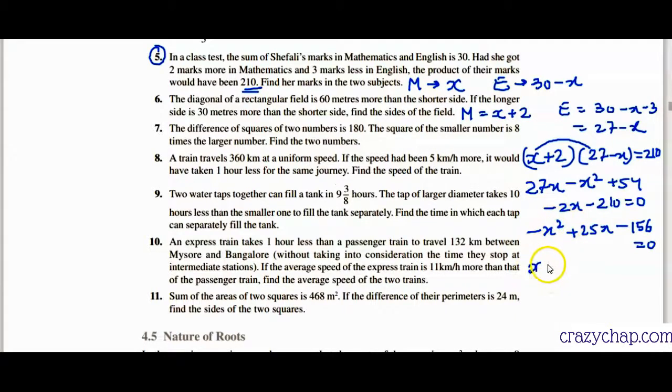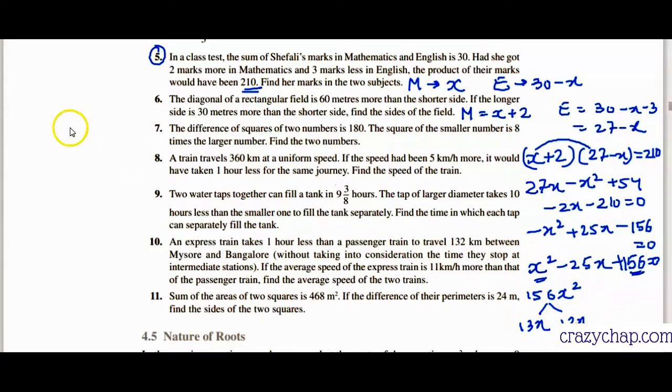That looks nice. So x square minus 25x. Actually, I am multiplying all the terms by minus 1 just to make the x square coefficient positive. So minus 25x and plus 156 equal to 0, right? Okay, splitting the middle term, 1 times 156 would be 156 x square. So what factors can give minus 25x? Let me tell you, it should be 13x and 12x.